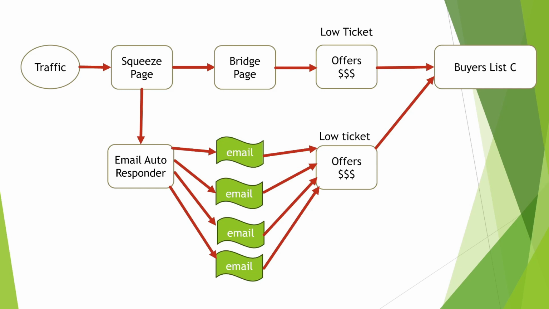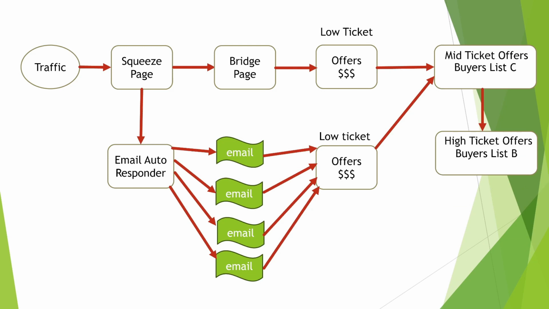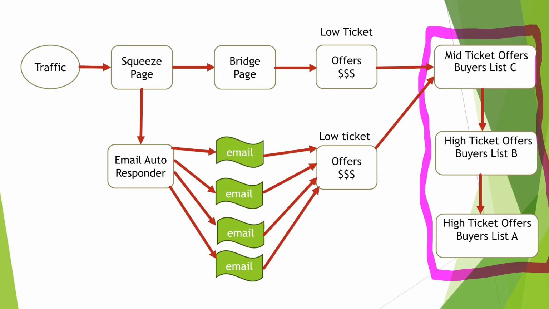When they are in buyers list C, the traffic is then sent mid-ticket offers. When they buy mid-ticket offers, their details are then sent to buyers list B. In buyers list B, they are sent high-ticket offers. And when they buy a high-ticket offer, the traffic details are sent to buyers list A, where they are sent more high ticket offers. And the reason why the buyers list makes 90% of the money in your affiliate marketing business is because they are buying the mid to high ticket offers.